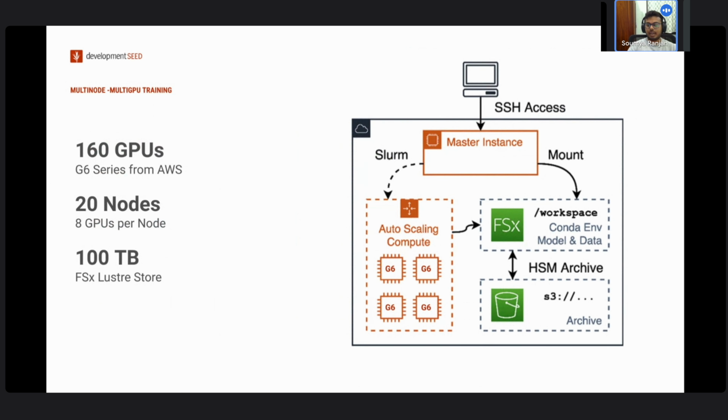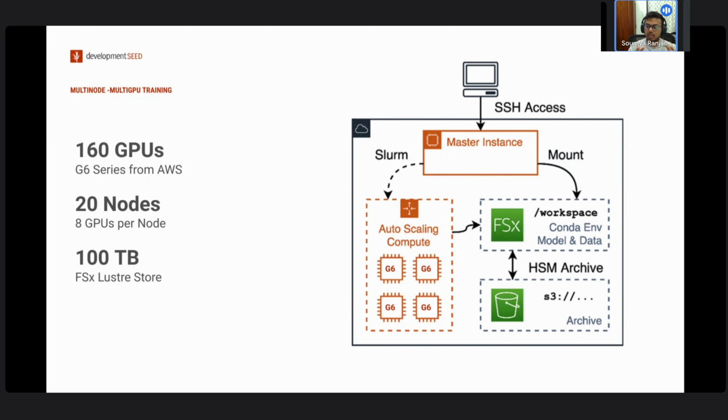In terms of training, because this was too big a model and too big a data set, we had to train it on a 20 node cluster. Each node had 8 GPUs. These are G6 series GPUs in AWS. So all in, we have like 160 GPUs spread across 20 nodes. We're using FSx Lustre as our data store, and it is of size 100 terabytes.